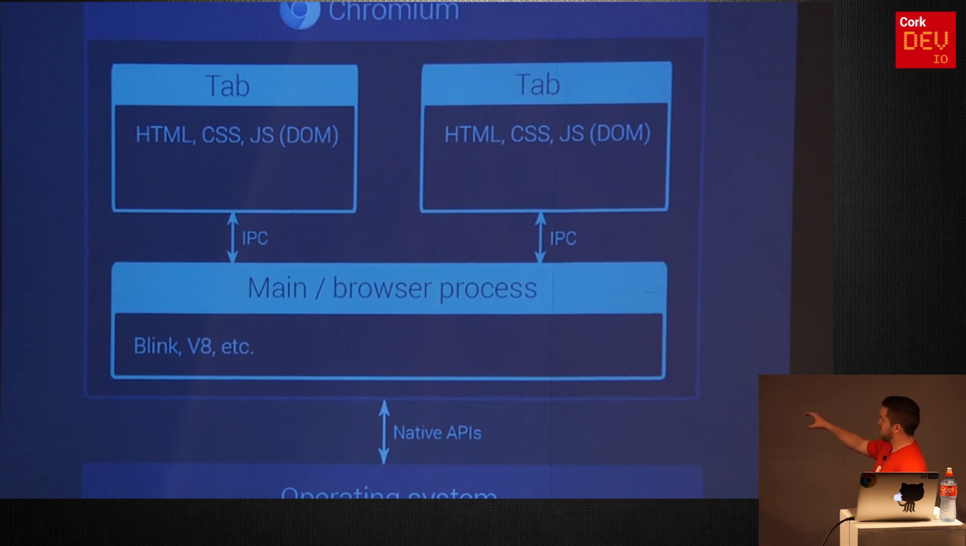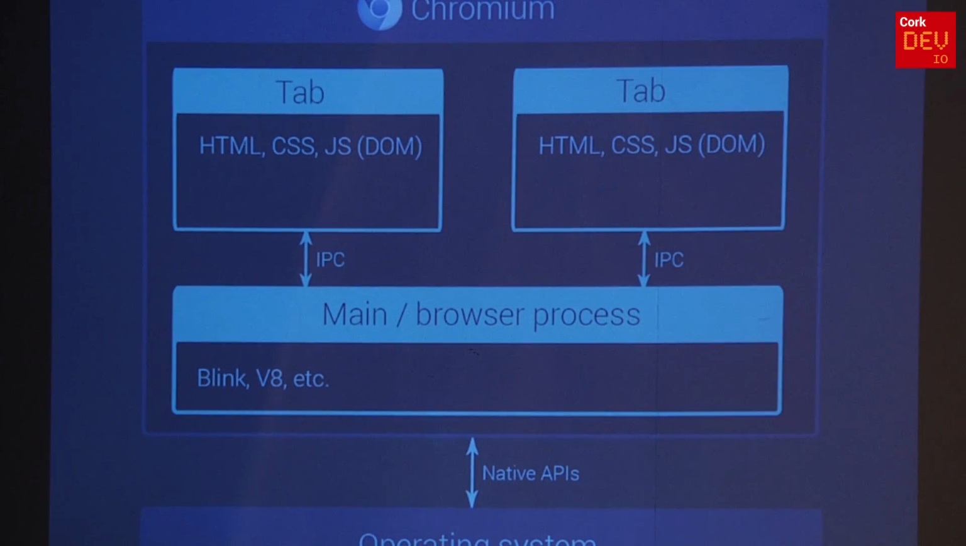So each tab actually has its own process as well. They've done this for fault tolerance. So each tab is an isolated process, and it has access to the CSS parser and the DOM and stuff like that. But the main process and each tab will communicate through inter-process communication, or IPC for short.